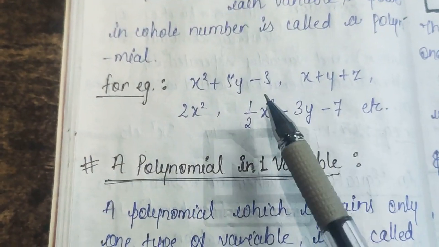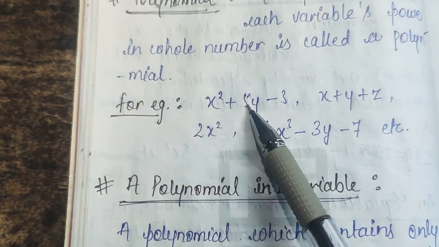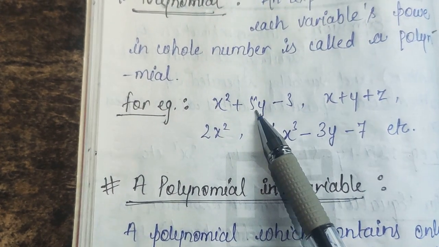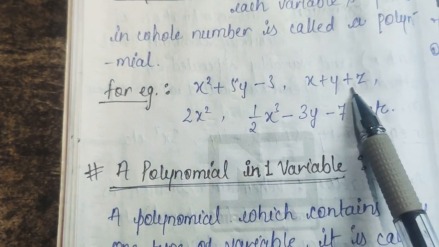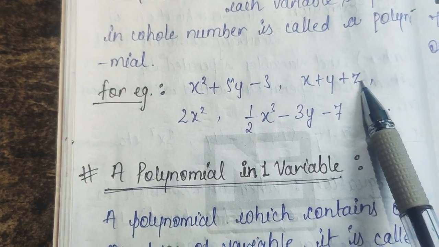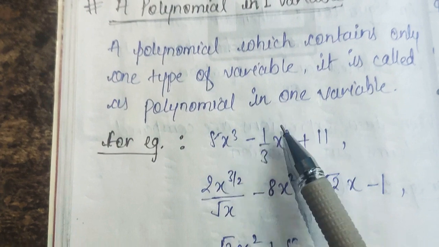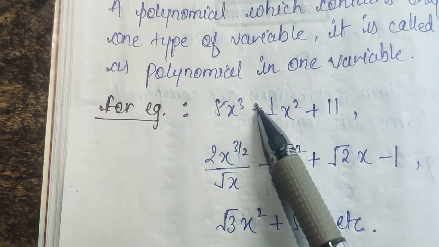Here you can see the examples: x square plus 5y minus 3 has two variables, so it is a polynomial in two variables. Similarly, this one has three variables, x, y and z, so this is a polynomial in three variables. And here it is a polynomial in one variable.